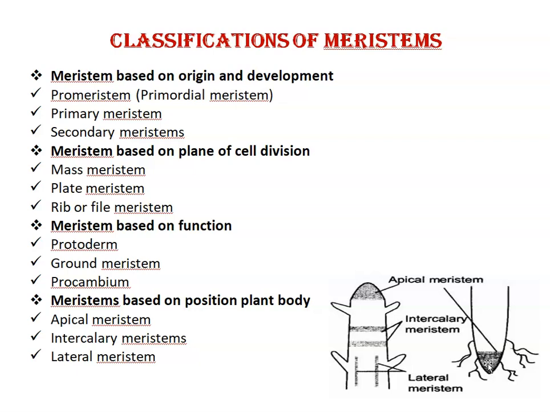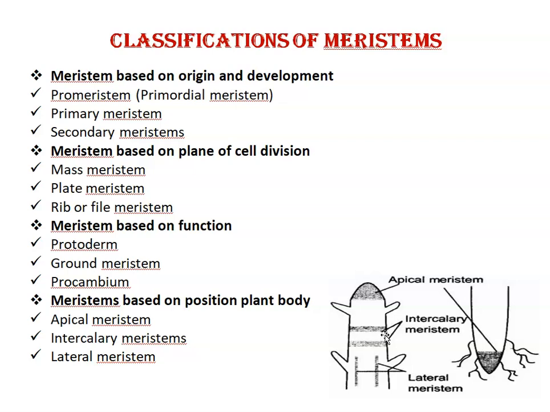The second type is intercalary meristem. You can see here, this is intercalary meristem. They are part of apical meristem and are intercalated between permanent tissue. They bring about elongation of plant parts. It occurs in the leaves and internodes of many monocots, for example, stem of grasses and equisetum.